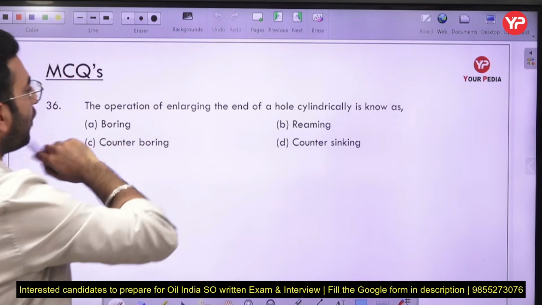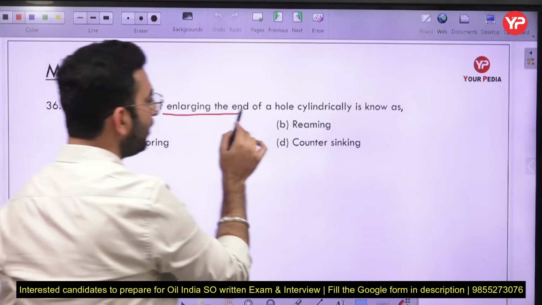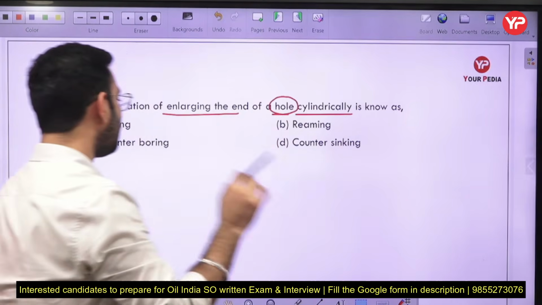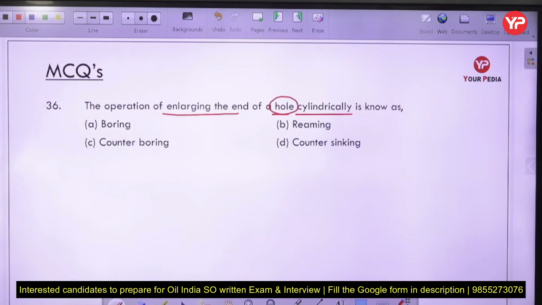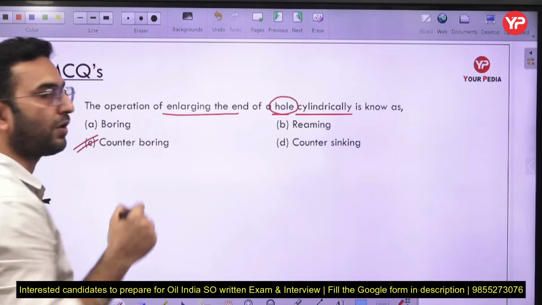Next, the operation of enlarging the end of a hole cylindrically is known as the... In this case you can see the simple definition is there. So I can say option number C is the correct answer, that is, it is a counter boring operation.